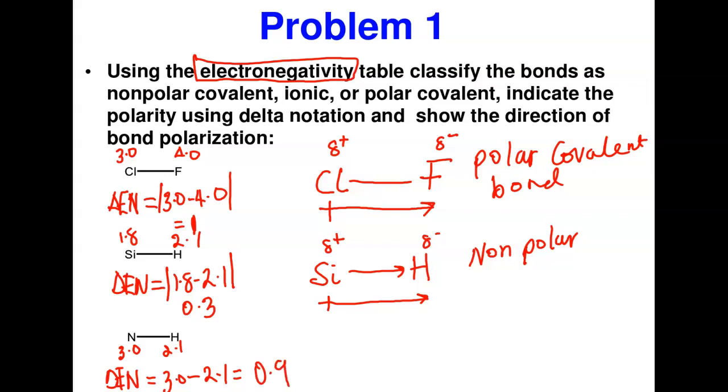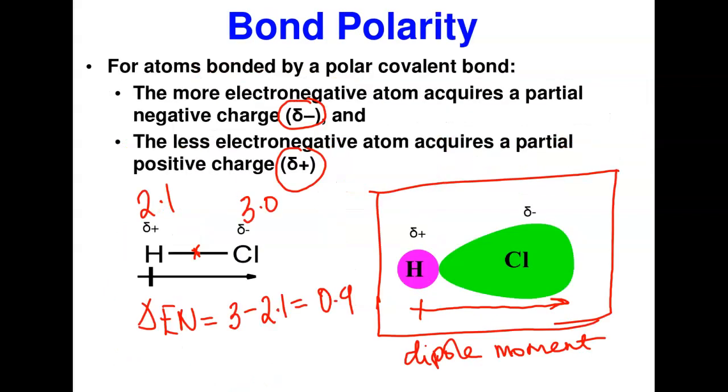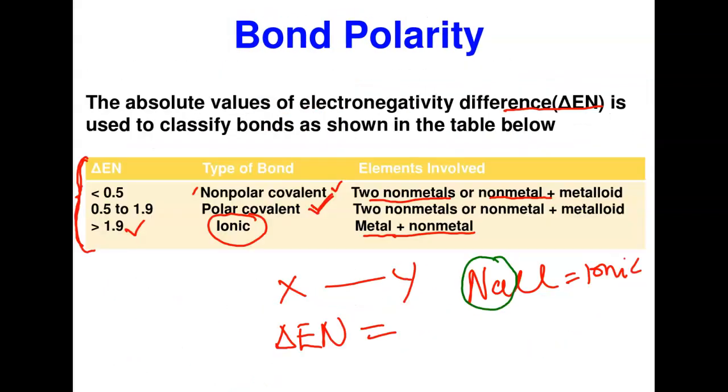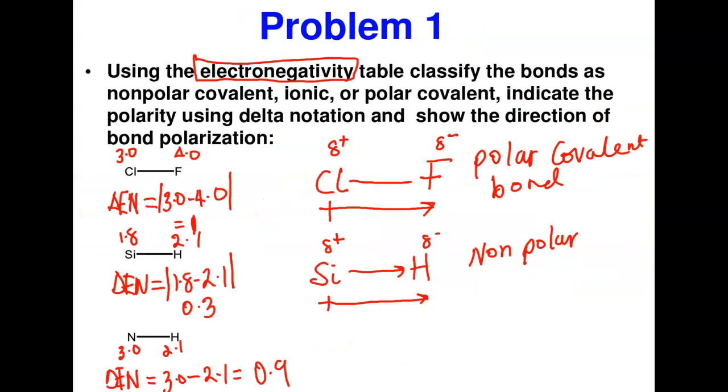Again, this value is above 0.5, and that tells you it is in the region of a polar covalent bond. So I'm going to redraw this. My nitrogen will be connected to my hydrogen. Nitrogen is more electronegative, so it's going to have the negative sign, and hydrogen is going to have the positive sign.